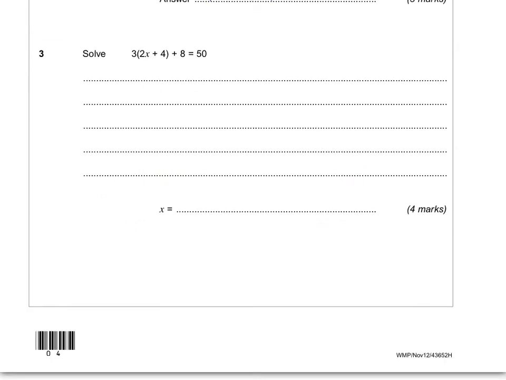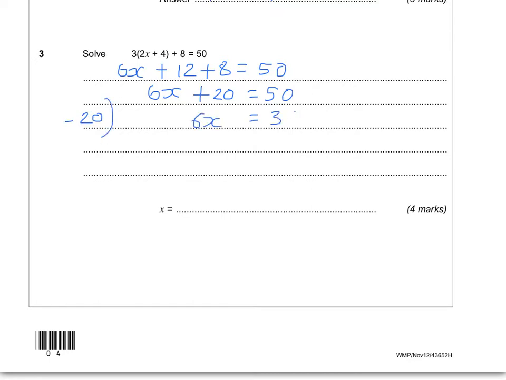Question 3. Solve this equation. So the first thing we're going to do is expand the brackets so that we get 6x plus 12 plus 8 equals 50. Simplifying the left-hand side gives us 6x plus 20 equals 50. Then we can subtract the 20 from both sides, which gives us 6x equals 30. Then dividing by 6 gives us x equals 5, which is our final answer.